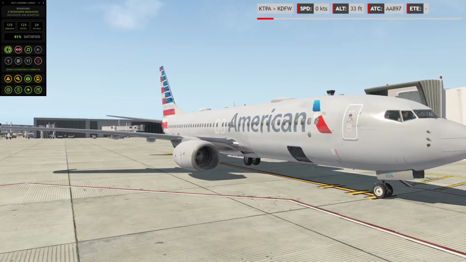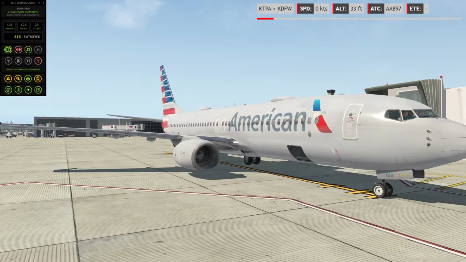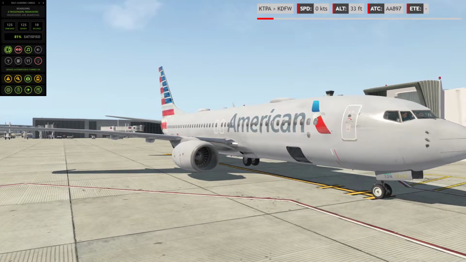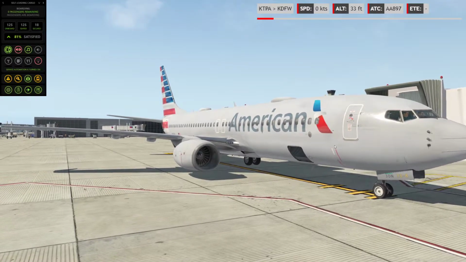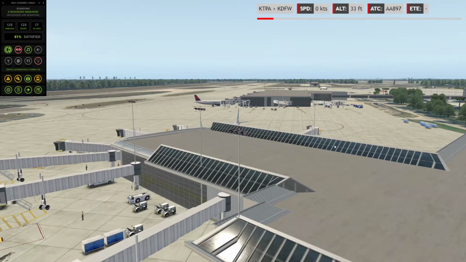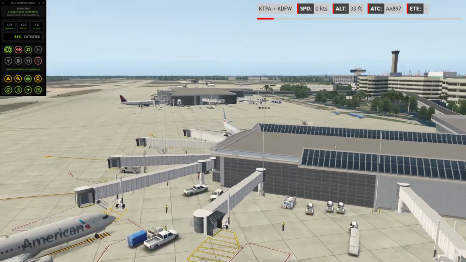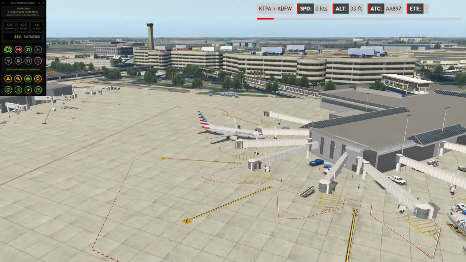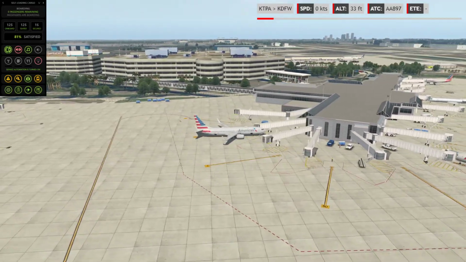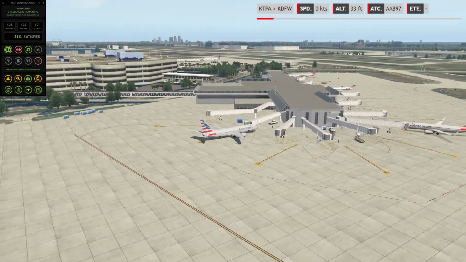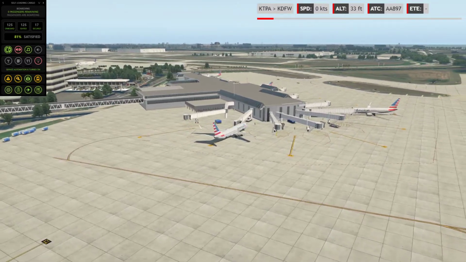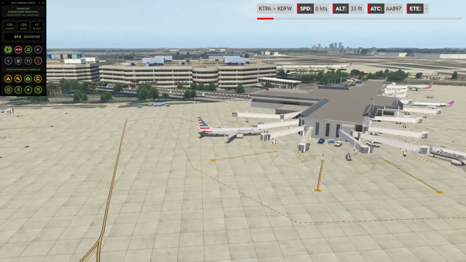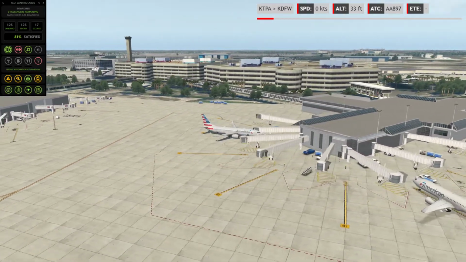And today, as you can see, we are flying the Zibo 737-800 in the American Airlines livery. Today, we are spawning in Tampa, and look at this beautiful airport. I believe this airport is designed by VS Studios. It is looking very nice.